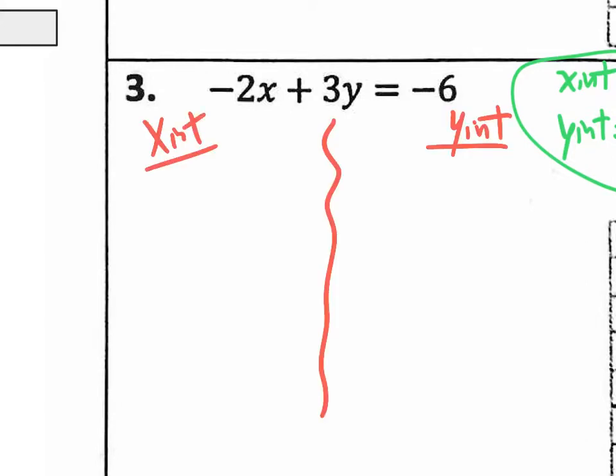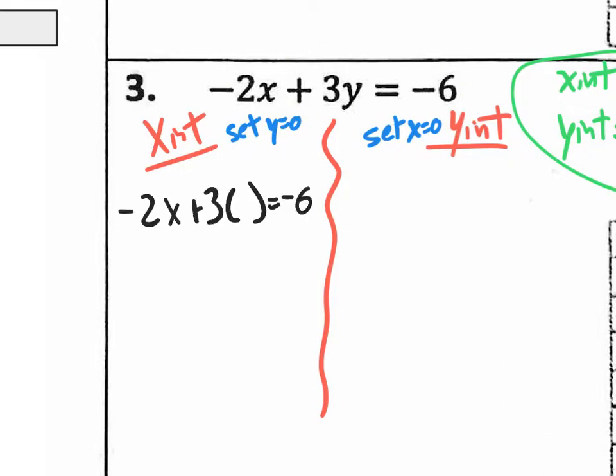X-int, y-int, squiggly line. How do you find the x-intercept? You set y equal to 0. How do you find the y-intercept? Set x equal to 0. So you're going to rewrite this equation. You're going to plug in 0 for y. Plugging in 0 right in there. And we're going to rewrite the equation again on the y-intercept side. And we're going to plug in 0 for x.